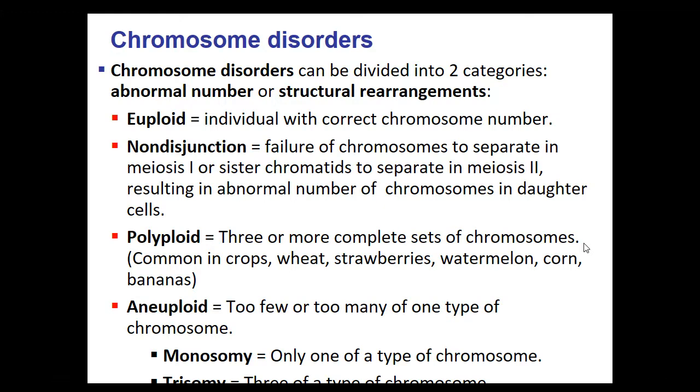Monosomy is a case of aneuploid in which there's only one of a type of chromosome. So instead of 2 number 7 chromosomes, you have only one. And trisomy, cut off here, but trisomy, tri means 3, so if you have 3 number 7 chromosomes instead of 2, we would call that trisomy 7, 3 number 7 chromosomes.